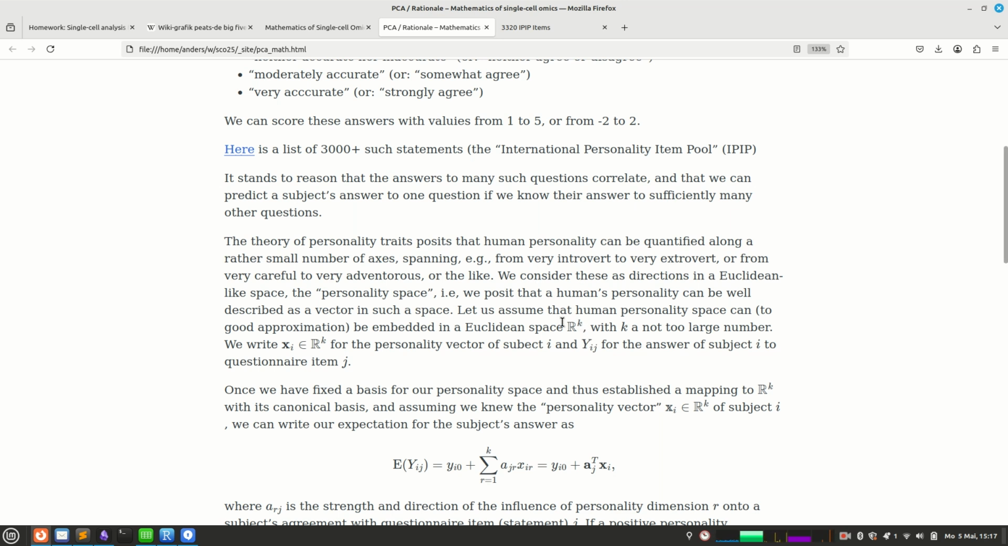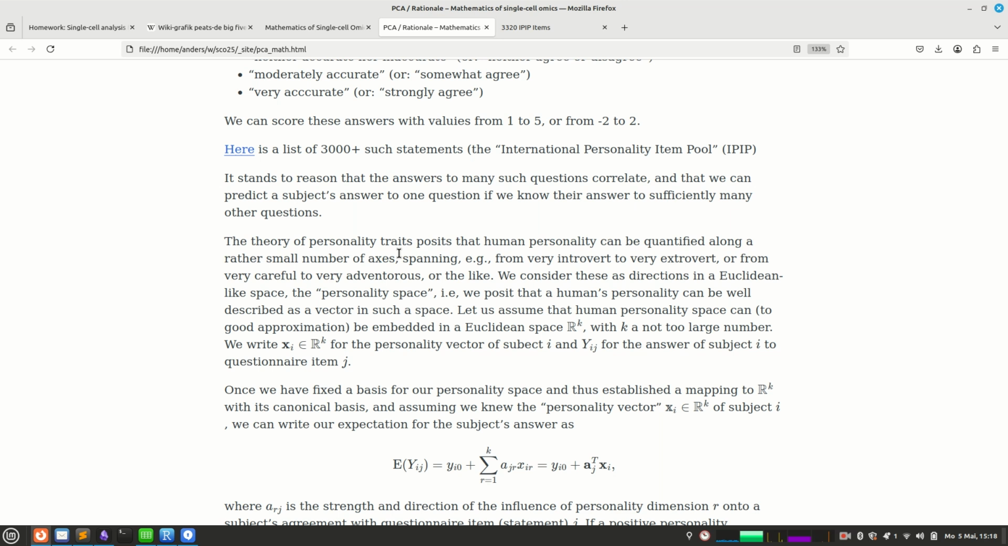And so let's assume that this space has k dimensions, and hence we can embed this personality space, or make it isomorphic to an embedding into R^k, and then we can describe each subject by a vector with k components, which I call x. And of course we have the answer that the subject number i gives to the questionnaire item number j. And once we have fixed our basis in our personality space, because remember at the moment we have come up here with these axes like introvert, extrovert, careful to adventurous, or something like this.